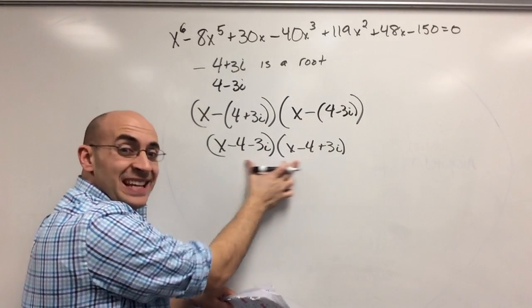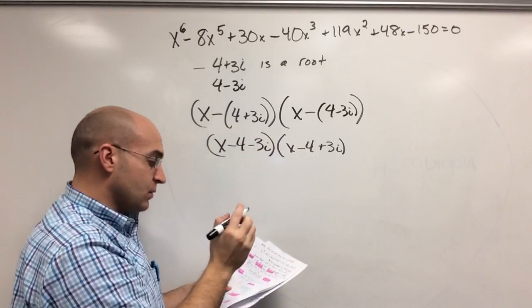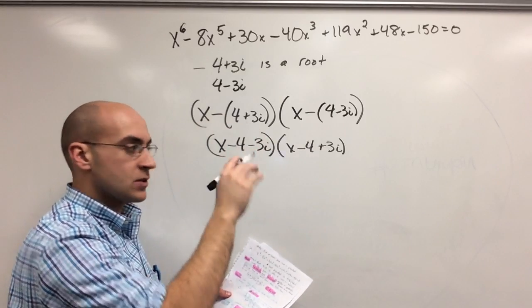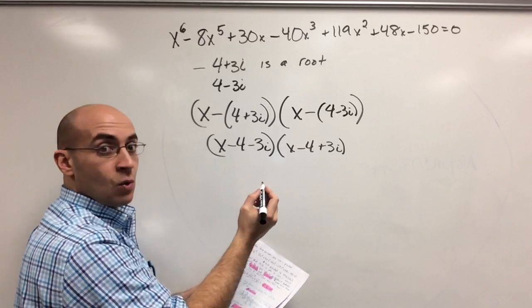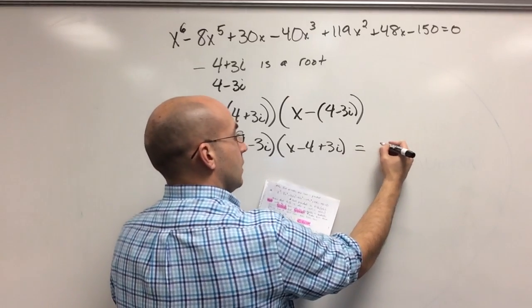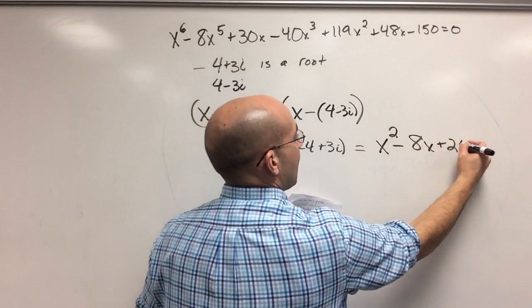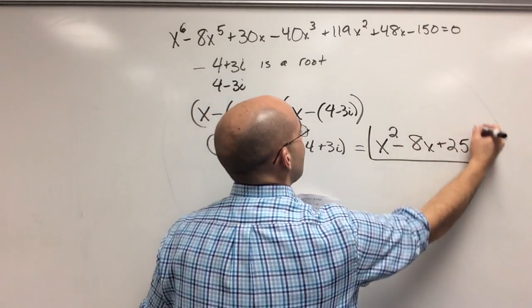I need to FOIL these two things out. When I do that, just be careful about your pluses and minuses, because that's something that got me tripped up yesterday. When you do that, you're going to get the quadratic x squared minus 8x plus 25. Now, this is something that we can work with a lot easier.